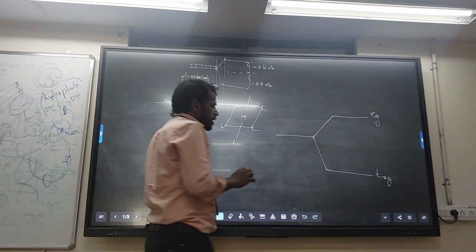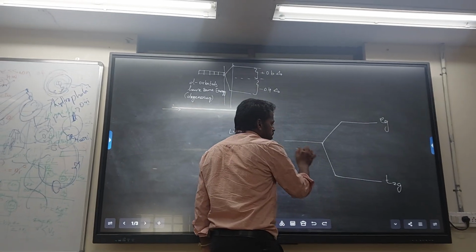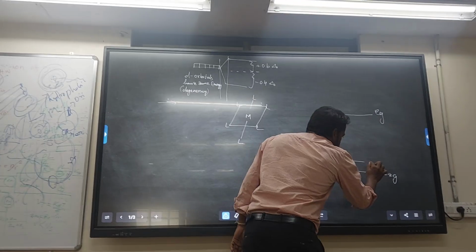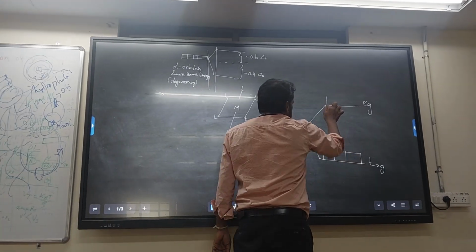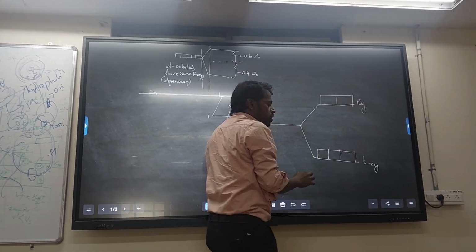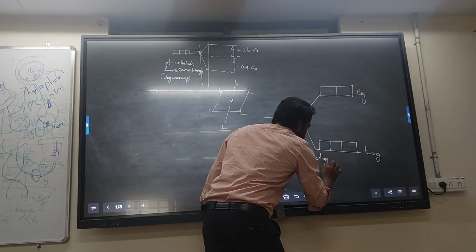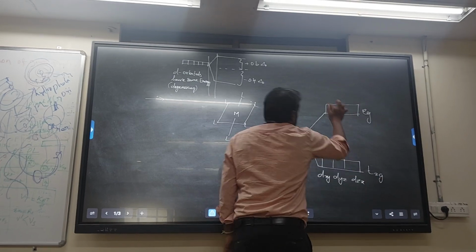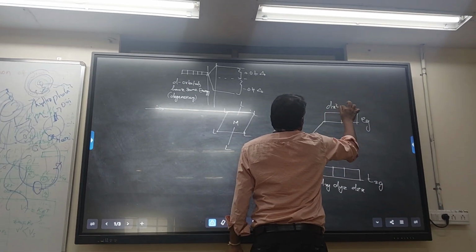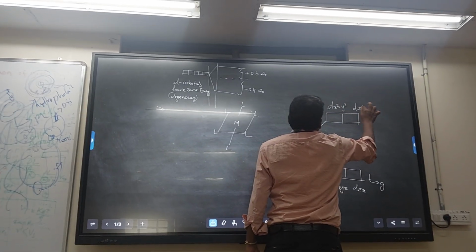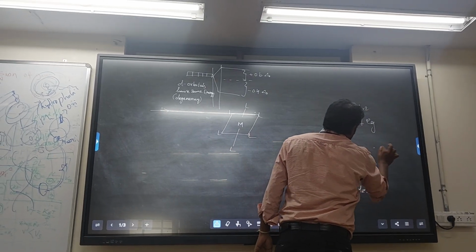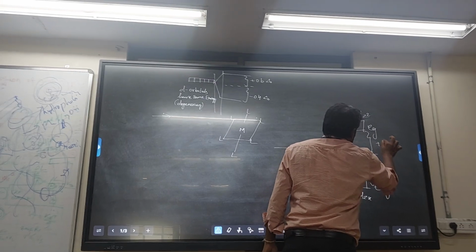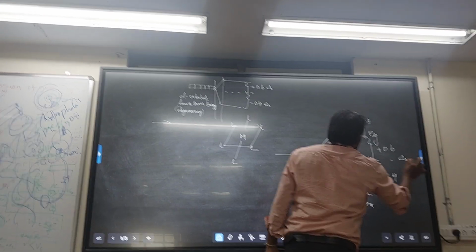T2G means three orbitals are there: dxy, dyz, dzx. And here two orbitals: dx square minus y square and dz square. From the center point, this is minus 0.4, and from here plus 0.6. This is del naught.